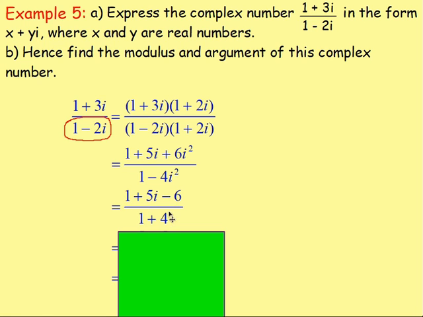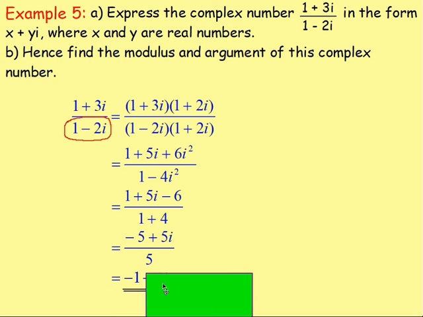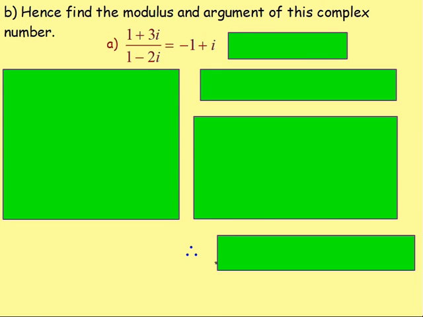Simplifying that, at the top you've got 1 take away 6, so that's negative 5 plus the 5i. At the bottom, that's obviously 5. From here, the negative 5 and the 5i, divide them both by 5, so you get negative 1 plus 1i, or just negative 1 plus i. That is part A. That is us having written that complex number in the form of x plus yi. We've got a real part, we've got an imaginary part. Part B. Hence, find the modulus and argument of this complex number.